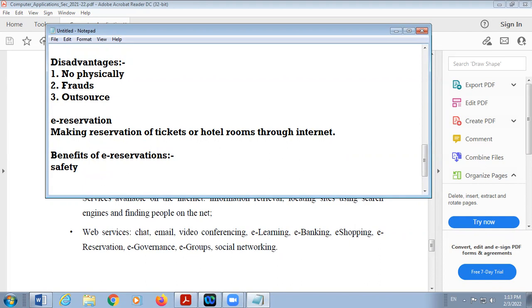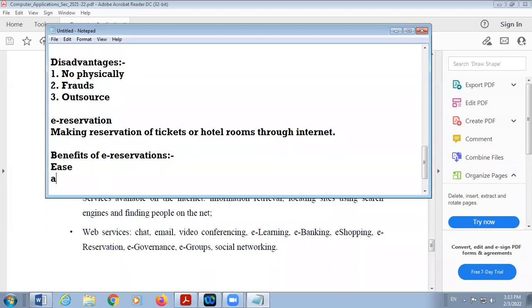Benefits of e-reservation. First one is easy, means you can easily assess the availability and then you can make the reservation.